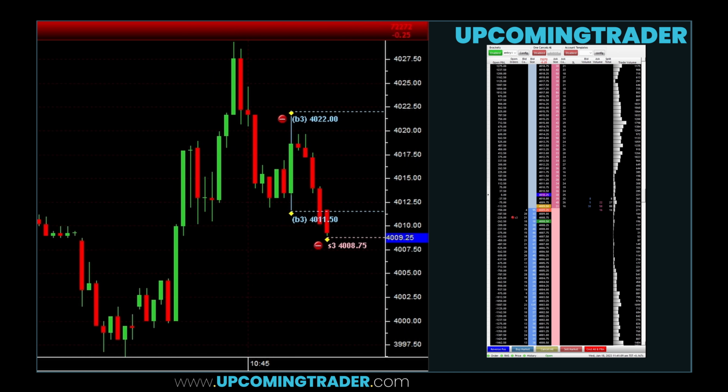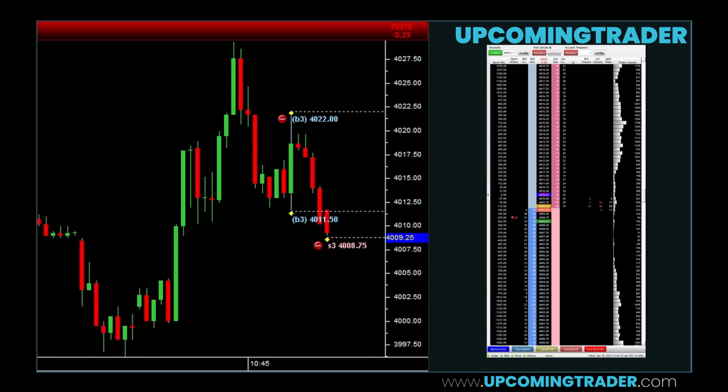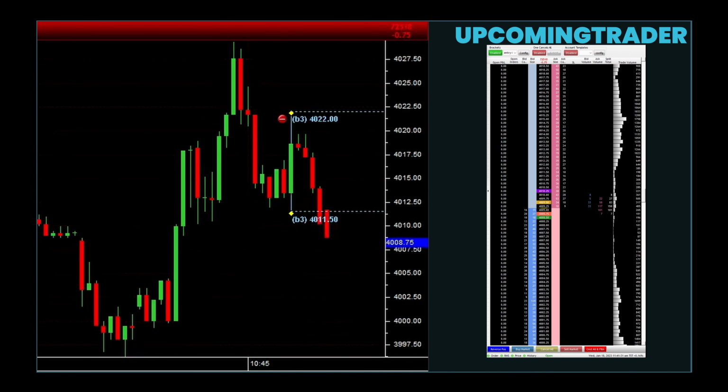Flags are continuation patterns that indicate a brief pause in a strong trend before it continues. Flags form after a significant price movement, and they typically slope in the opposite direction of the prevailing trend. For example, in an uptrend, the flag may slope down slightly, and in a downtrend, the flag may slope up. When you see a flag forming, it can be a good time to prepare for the trend to continue once the flag breaks. By combining these chart patterns with moving averages, you can strengthen your analysis and trading strategy.